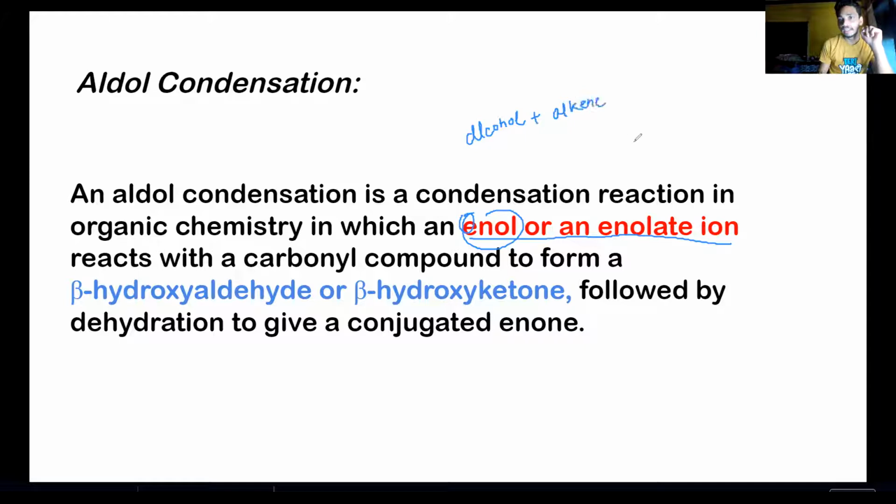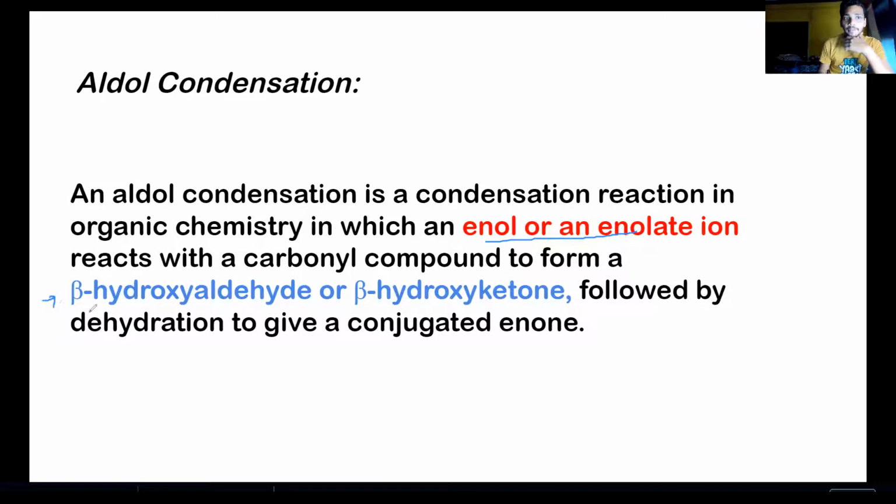So what is this exactly? A C double bond and OH is there. This is an enol. And when you talk about the enolate ion, that means this H is replaced here. So what is going to happen? C double bond C and O minus. The charge is over here. That is called the enolate ion. We will study in detail what enol and enolate ion are further.